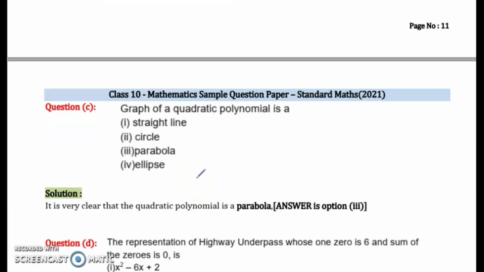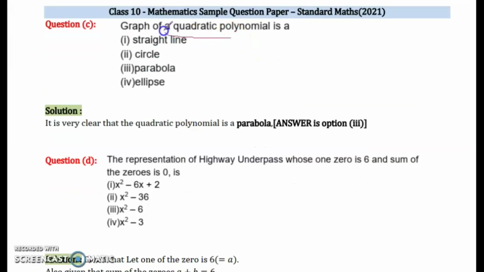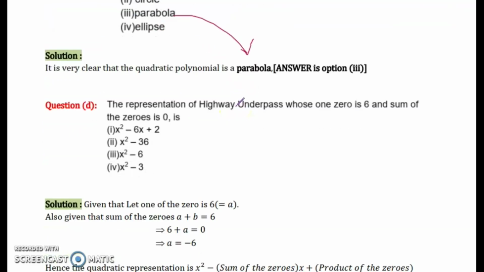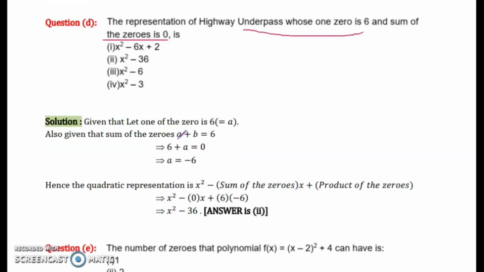The graph of a quadratic polynomial is, it is a clear question because everybody understands if the problem is a quadratic polynomial, naturally it is going to be a parabola. Therefore, there is no doubt at all, right? Next, the representation of highway underpass whose one zero is 6 and the sum of the zeros is 0, right? The problem is a very simple problem, everybody knows.